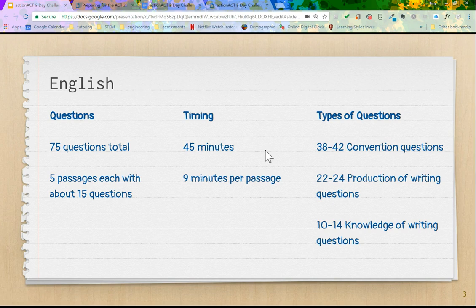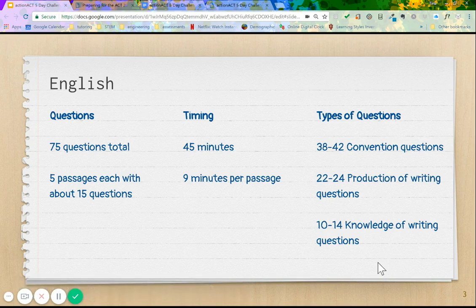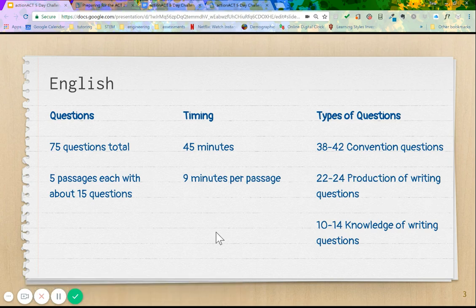Now, when you look at how the questions break down, you're going to have 38 to 42. So the majority of the questions are going to be on convention or grammar. Or 22 to 24 are going to be production of writing questions. So those are going to be more about the story. And then 10 to 14 questions on the knowledge of writing. Okay, so even though it has writing stuff all over the place, it really is just grammar. Kind of as a rule of thumb, I think about it as 60% of the questions are about grammar and 40% of the questions are about the story.